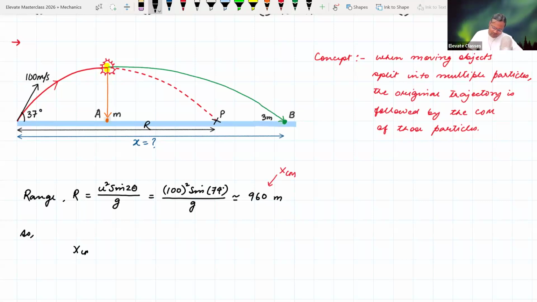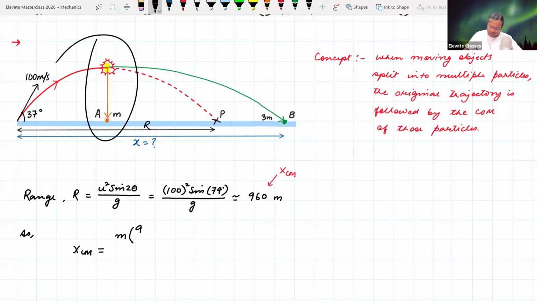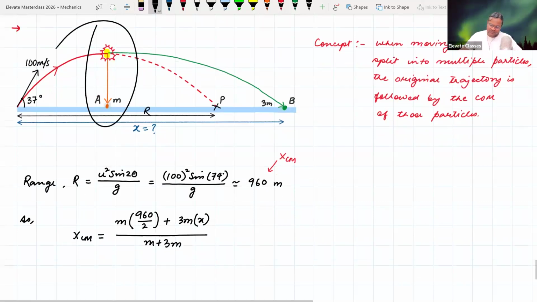So what is the center of mass? The center of mass is simply equal to the first mass times the position of the first particle. वो कितना होगा? वो बीच में ही रुक गया था तो 960/2 होगा. और the second mass which is 3 times, इसका पोजीशन हमें नहीं पता तो x लिख देते हैं, divided by m + 3m.